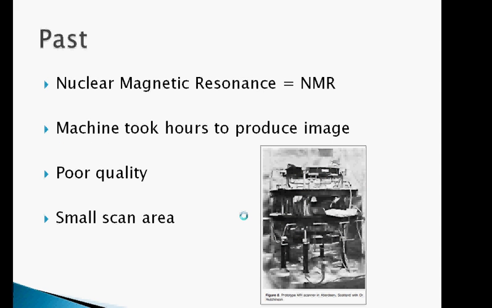The first machines were known as nuclear magnetic resonance. This was changed for marketing purposes since the word nuclear tended to scare patients off. First machines did not house the whole body, only certain sections. The images were of very low quality and took a very long time to produce.